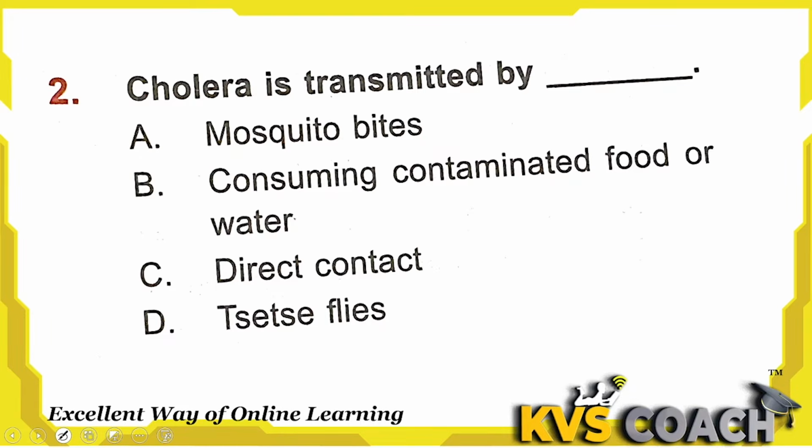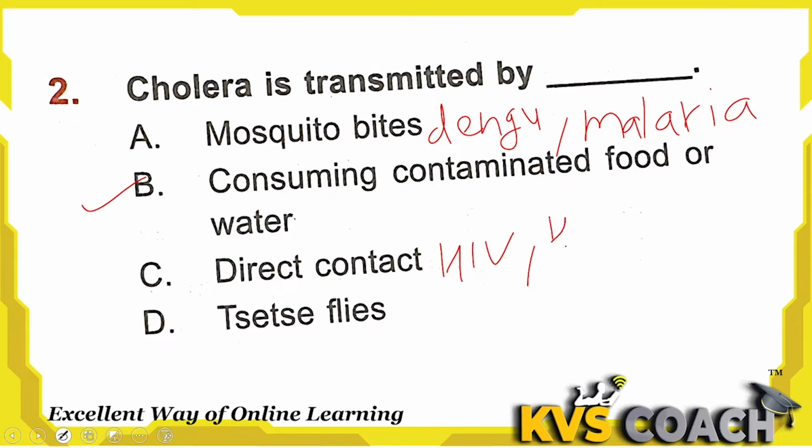Question 2 is, cholera is transmitted by? Yes, it is transmitted by consuming contaminated food or water. Okay, by mosquito bite you can have dengue, malaria and chikungunya. These are some diseases which can be caused by mosquito bite. By direct contact there is HIV, hepatitis B, and flu, cold and cough, they can also be spread by direct contact.